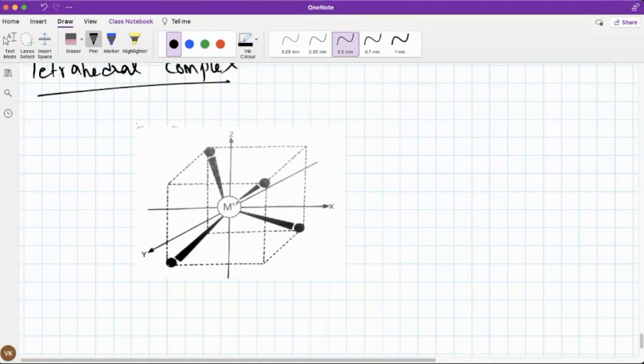Here in tetrahedral, the metal ion is at the center, and the ligands are approaching in between the axis, not along the axis. Now it might be clear for you. So I can write it like this: ML4, four ligands, and the charge can be n plus. So now the ligands are approaching in between the axis.